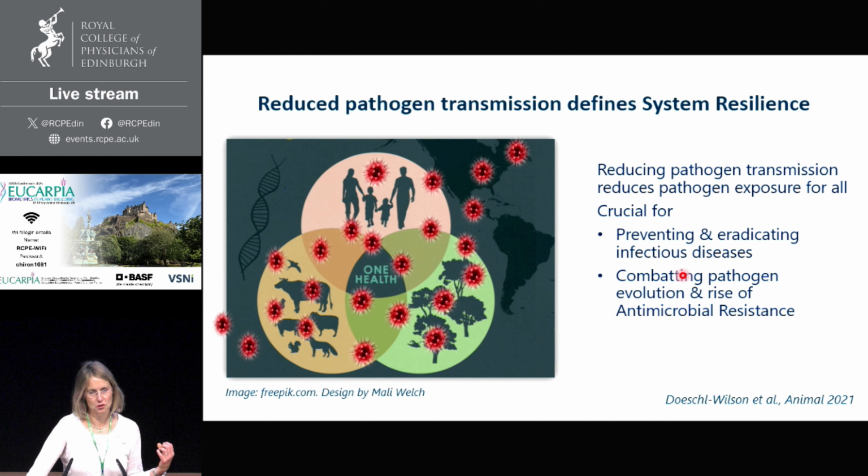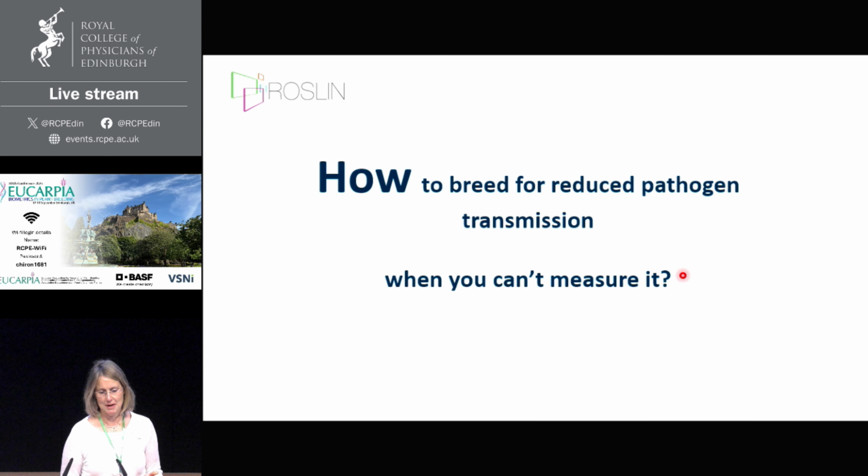It's also extremely important in the era of antimicrobial resistance. You need to reduce the pathogen load in the environment. You need to protect the non-resilient individuals. So the question is not why should we breed for reduced transmission, it's how would you go about it, and especially when it's so difficult to measure. How do you measure pathogen transmission?